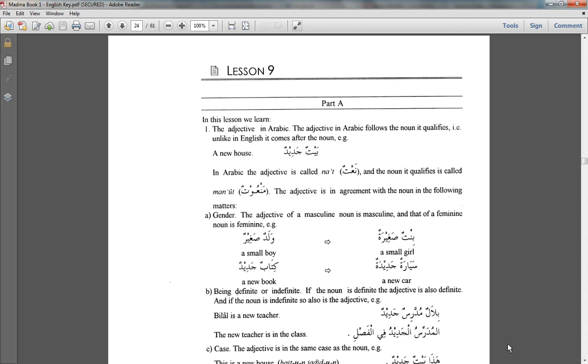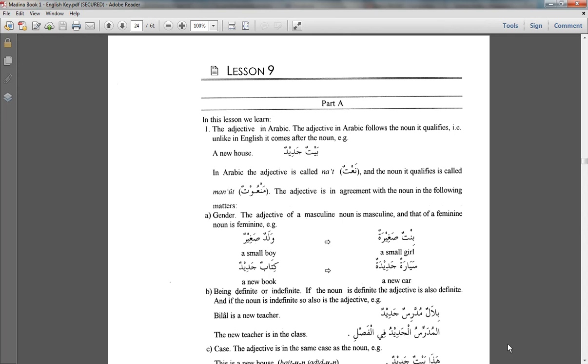Bismillahir Rahmanir Rahim. Today we are going to be discussing adjectives. Now, what does adjective mean? Adjective means when you are describing something that is big, small, white, black, etc. Those are known as adjectives. And in Arabic, you call them sifat.